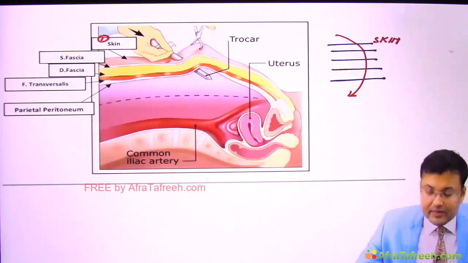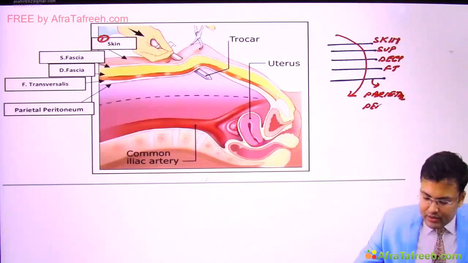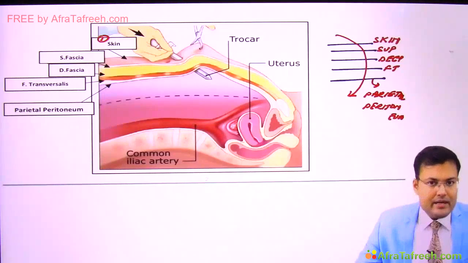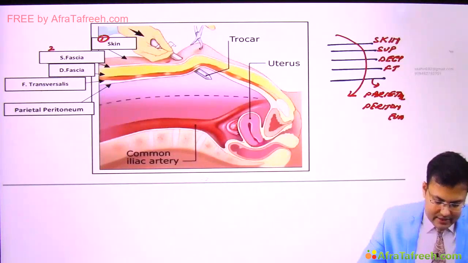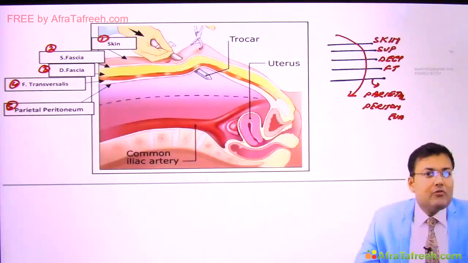This is skin. Then there is superficial fascia. After that there is deep fascia. After that there is fascia transversalis, and then there is parietal peritoneum. So these are 5 layers which are penetrated by the trocar during creation of pneumoperitoneum. Skin, second is superficial fascia, third is deep fascia, fourth is fascia transversalis, and fifth is parietal peritoneum. So there are one-liner questions which are frequently asked in relation to laparoscopy.